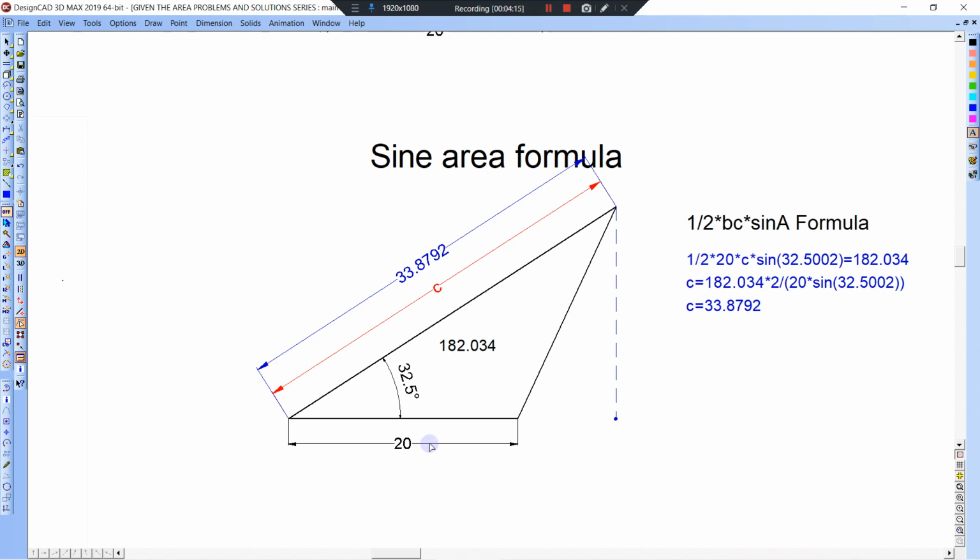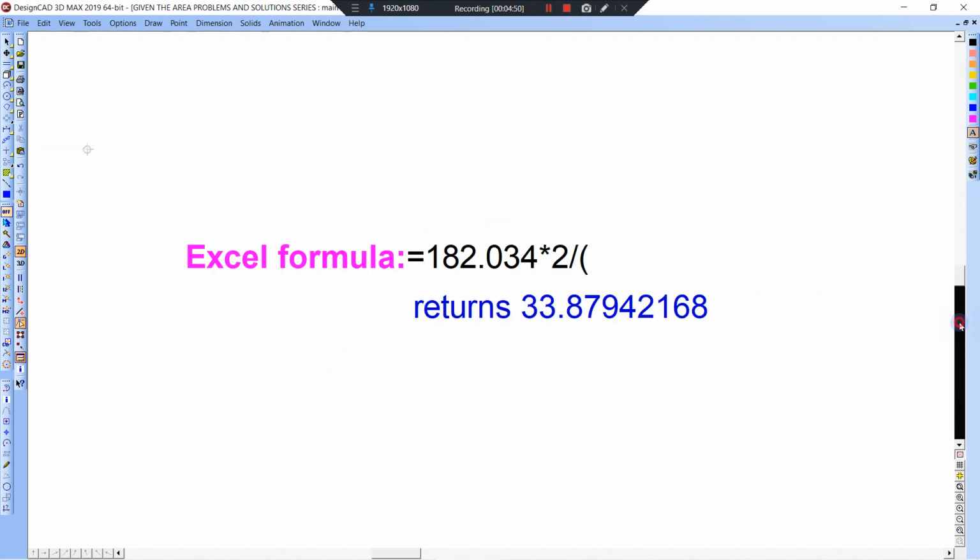1/2 base we have times C, which we don't know, times the sine of A, which we do have, equals 182.034. So if we leave C on this side, we're going to multiply this by 2, 182 times 2, and then divide it by sine of 32.5005. And that's what we've done here. And then you'll end up with 33.8792. I already put the dimension on there. And that's how it gets done a little bit more efficiently. And it's nice to know, especially when you start taking exams.